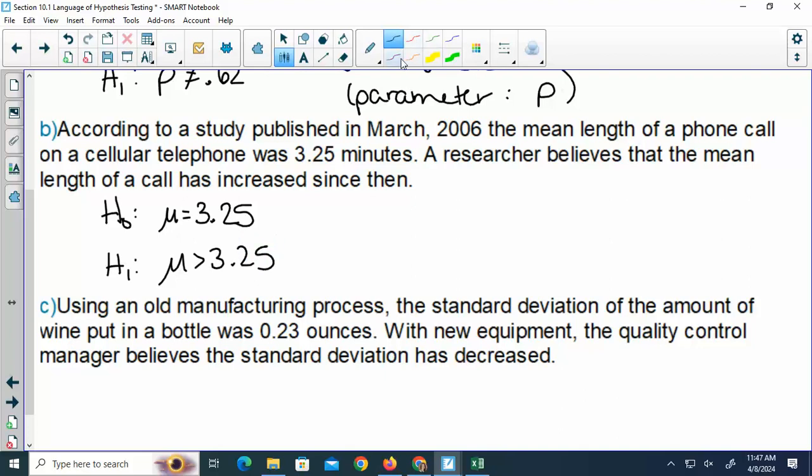You are always using the same variable and the same number on both of those. It's just the null is equal, the alternative can be greater than, less than, or not equal. What do we call this one? What's my parameter?